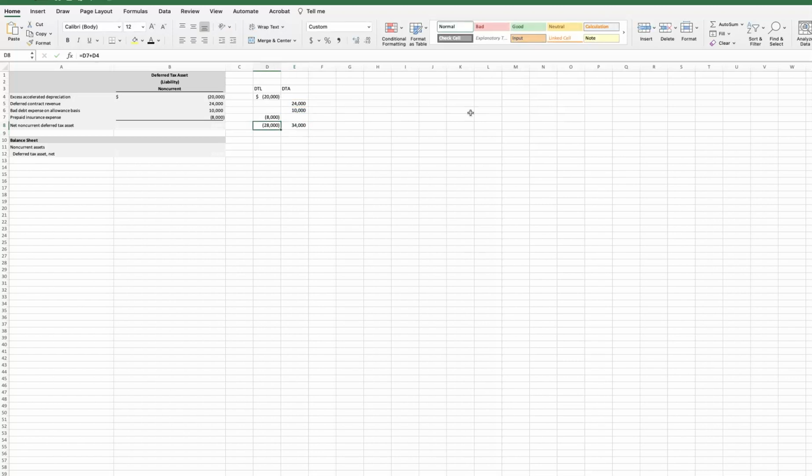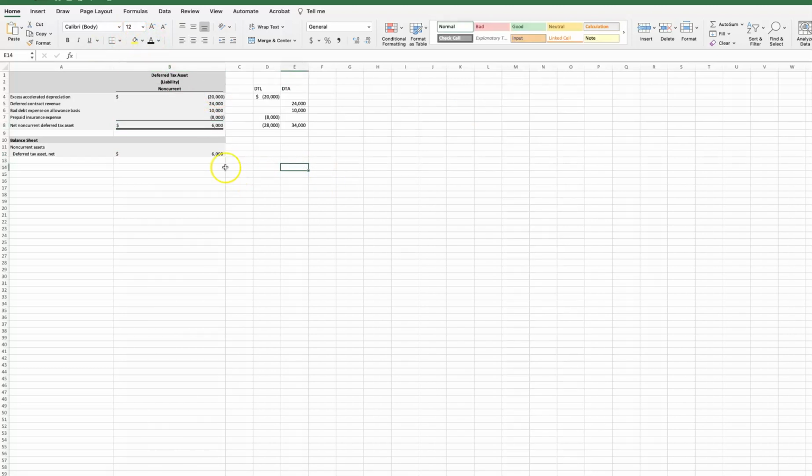So remember, even though when we make our journal entries, we record the DTLs to the DTL account, and we record the DTAs to the DTA account, after we've finished all of that, the very last entry we do is we net them just for reporting purposes. So I have to look at which one has a higher balance, and in this case, my DTAs have a higher balance than the DTLs. Therefore, when I net the two, I'm going to have a $6,000 DTA balance.